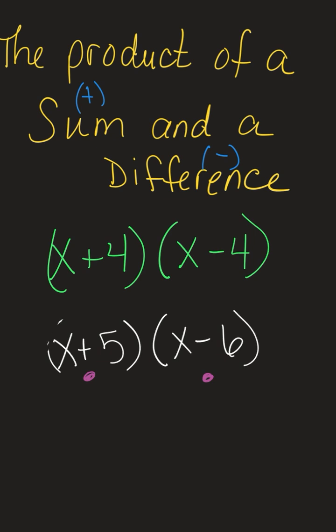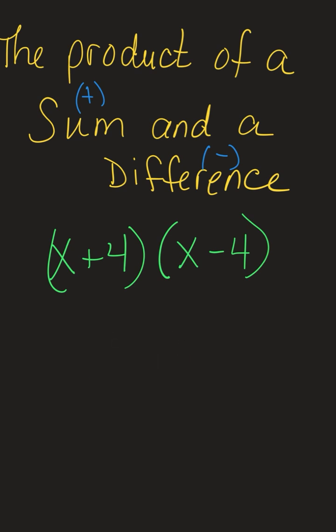All right, so if I have x plus 4 times x minus 4, same thing. First terms, x squared. Outside terms, negative 4x. Inside terms, I'm sorry, I forgot the x. Positive 4x. And then our last terms, positive 4 and negative 4, is negative 16.